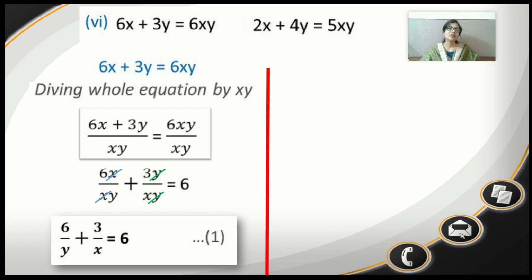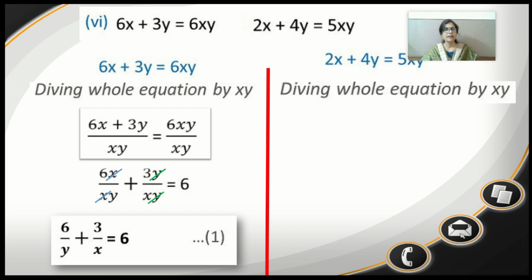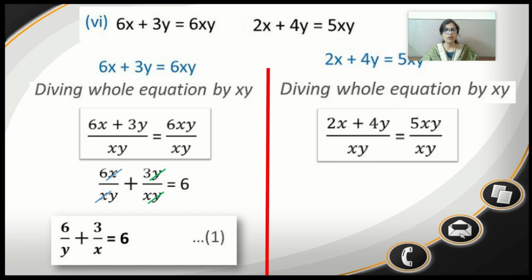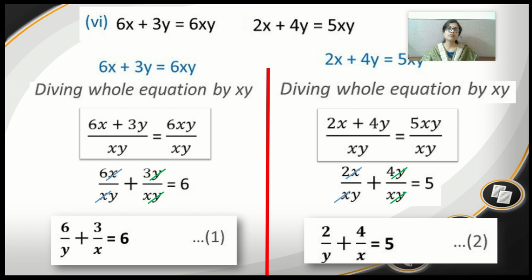Alright, so the given second equation, let's consider this now. We'll use the same method, divide throughout by xy. So (2x plus 4y) upon xy is equal to 5xy upon xy. This xy we can cancel. So we are left with 2x upon xy plus 4y upon xy is equal to 5. Again cancel this x, cancel y. So we are left with 2 upon y plus 4 upon x is equal to 5. And this we will number as equation 2.